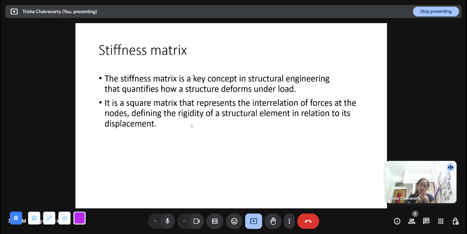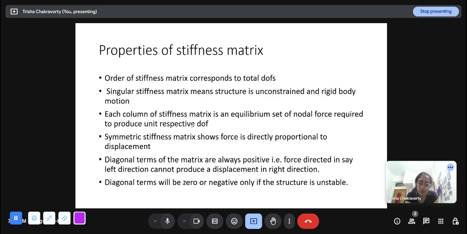But stiffness is the property that connects these two, that is the force or stress response and the strain or displacement response. So now the stiffness matrix is a square matrix that represents the interrelation of forces at the nodes, defining the rigidity of a structural element in relation to its displacement. It's a rigidity basically, if you want to visualize it.